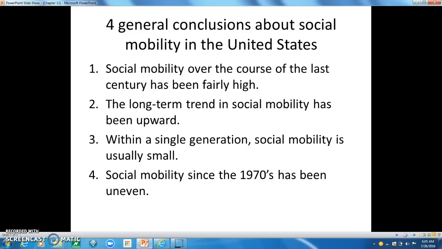And then number four, social mobility since the 1970s has been uneven. Real income, that is, adjusted for inflation, rose during the 20th century until the 1970s when it hit a plateau. And during the 1980s, real income remained stagnant for many people, rising again by the end of the 90s. But these trends mask the experiences of different categories of people.